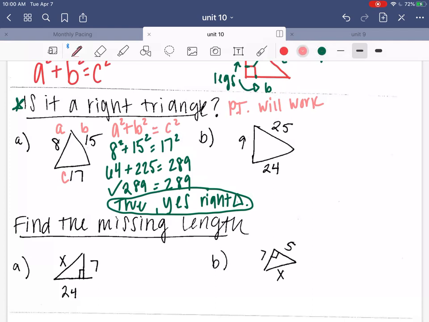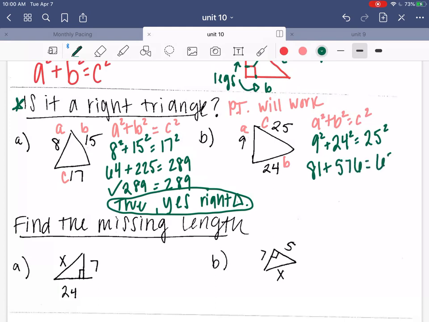So then looking at the next one, the longest side has to be C. That would be 25, leaving 9 and 24 to be A and B. And I'm plugging it into A squared plus B squared equals C squared. So we're going to say 9 squared plus 24 squared is equal to C. Oh, not C squared. What is C? C is 25. 9 squared is 81. Plus 24 squared is 576. And 25 squared is 625.